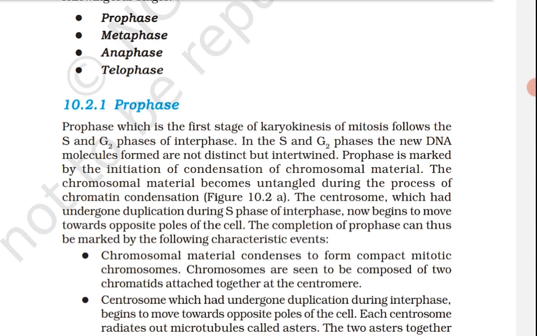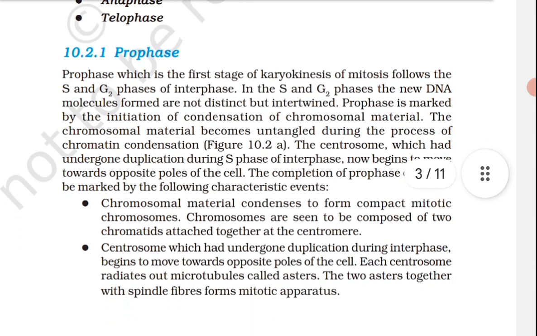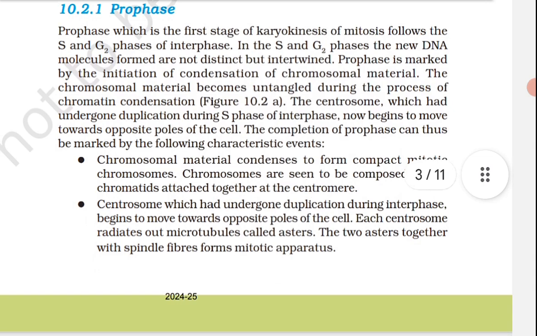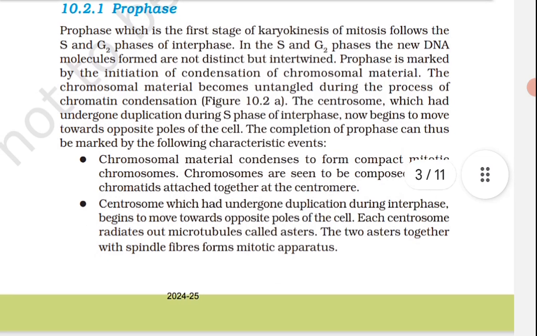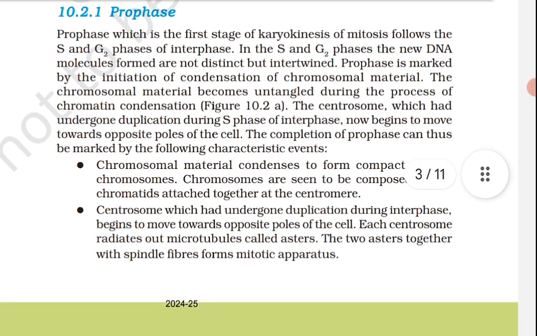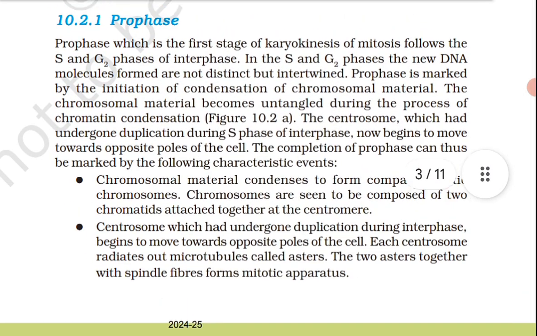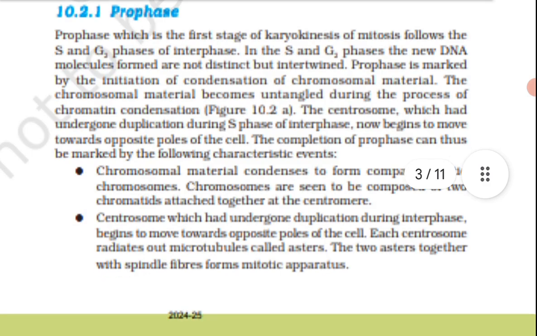It is very essential to understand that cell division is a progressive process and very clear-cut lines cannot be drawn between various stages. Karyokinesis involves prophase, metaphase, anaphase, telophase. First is prophase. Prophase, which is the first stage of karyokinesis of mitosis, follows S and G2 phase of interphase.